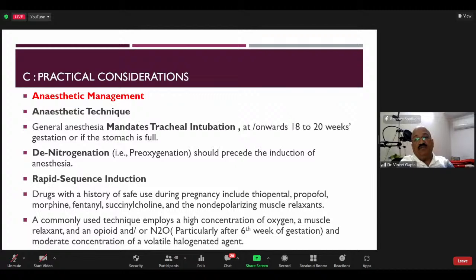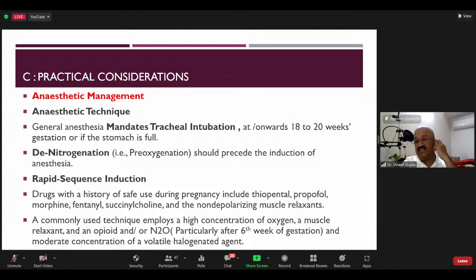Denitrogenation should precede the induction of anesthesia, with rapid sequence induction. Drugs with a history of safe use during pregnancy include most of the commonly used agents like thiopentone, propofol, morphine, fentanyl, succinylcholine, and almost all non-depolarizing muscle relaxants. A commonly used technique employs a high concentration of oxygen, a muscle relaxant, and an opioid and/or nitrous oxide, particularly after the 6th week of gestation.